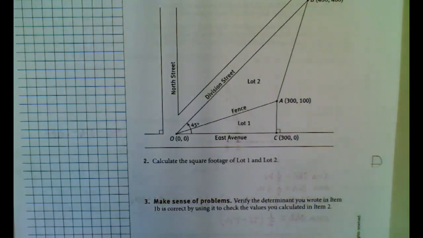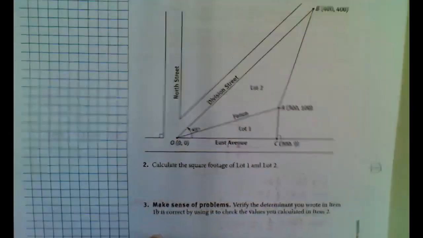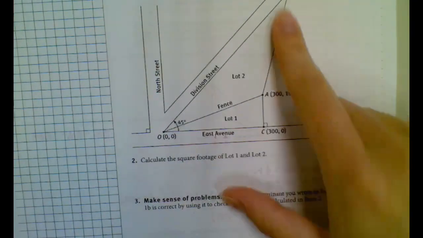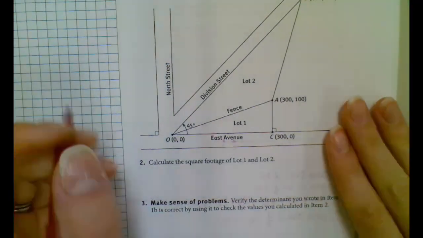So notice that triangle OAB, is that how we said it? OAB, yeah, is right here. That's your lot 2. So let's calculate the square footage of both lot 1 and lot 2.